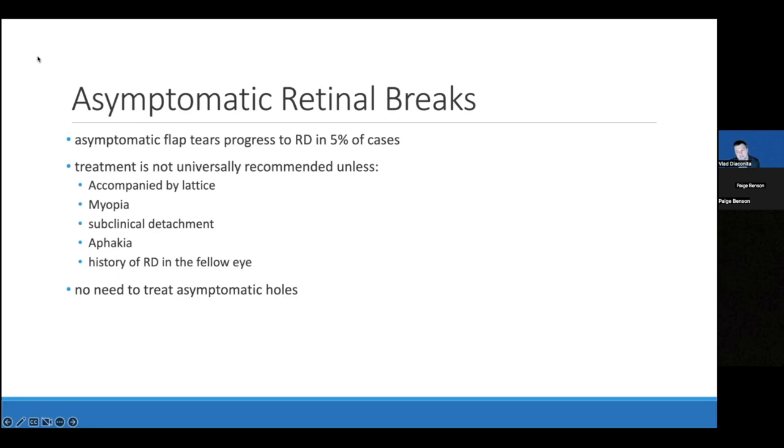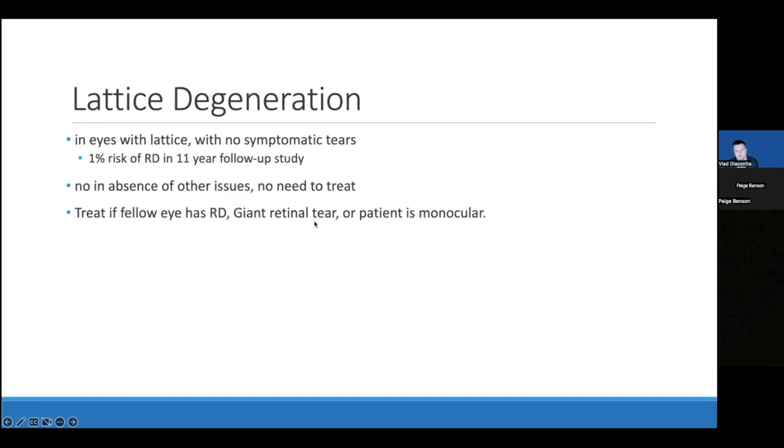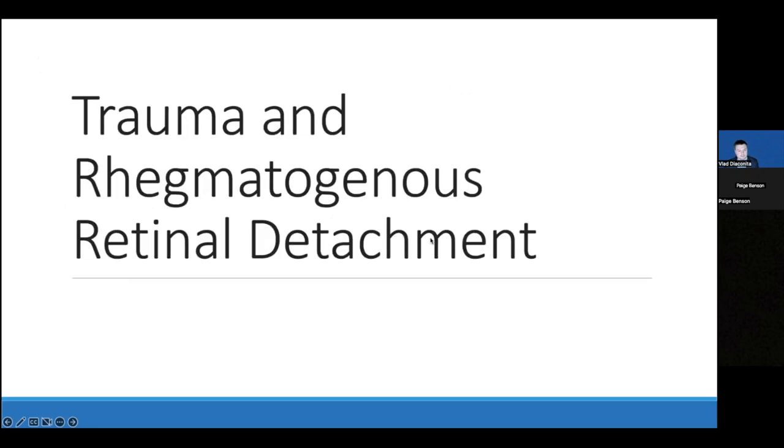So, asymptomatic retinal breaks, this is a big discussion, but usually they progress less commonly to detachments. So you treat them if they're accompanied by lattice or the person's really highly myopic, or if they have a detachment already, obviously, or if the other eye had a problem. If they're one-eyed, actually, this is another good reason. If they only have one eye, probably a good idea to treat. And asymptomatic holes, not always a good idea. And lattice, like I said, again, you only need to treat in certain conditions and not always.